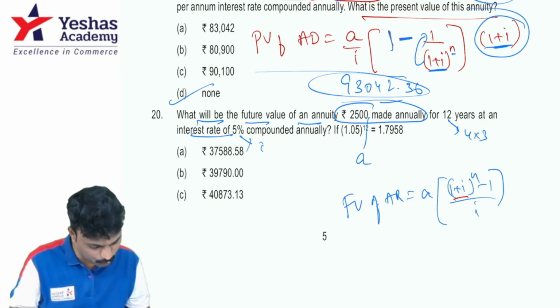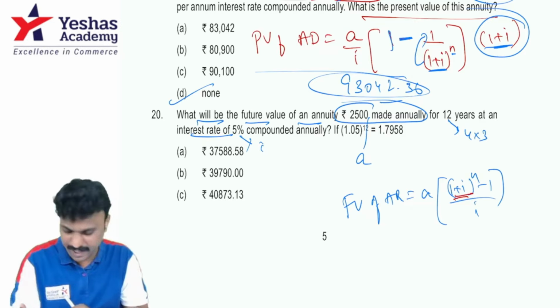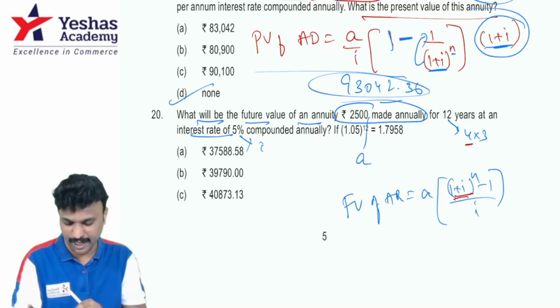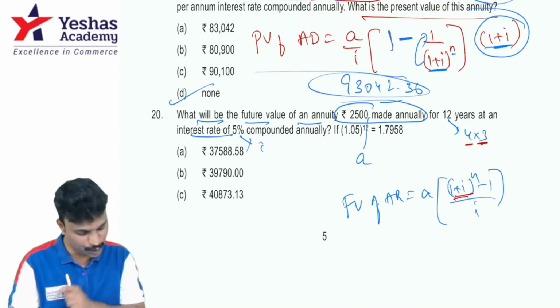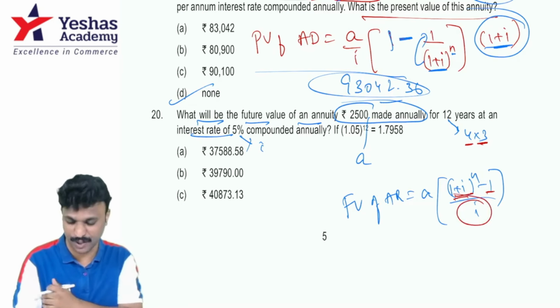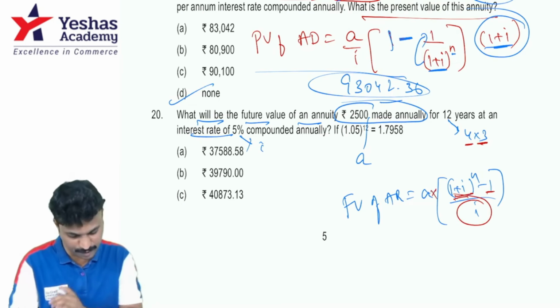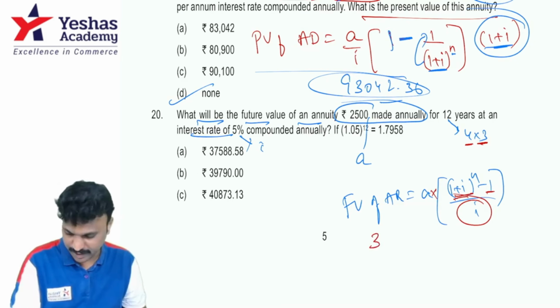As I told you, don't depend upon the 1 plus I whole power n value given. Straight away do 1 plus I. What is it? 1 plus 5, press a percentage, 1 plus 5% is done. Press into for the power 4 equal to 3 times, 1, 2, 3. Again press into equal to 2 times for power 3. Then minus 1. Then minus 1 divided by I. What is my I? 5, press a percentage. Then into A. What is my A here? 2,500. That fetches me the value 39,792.81.